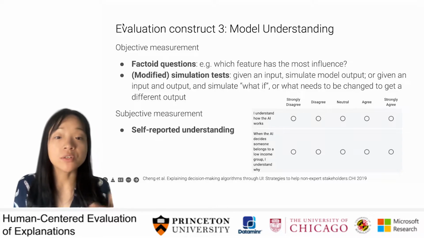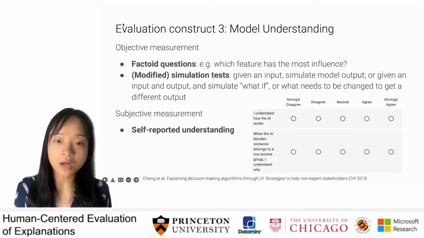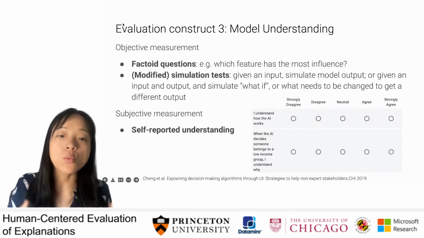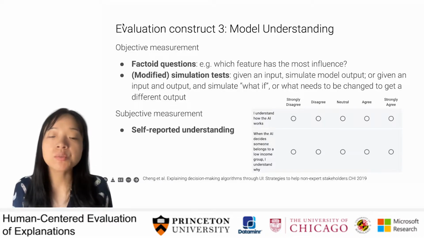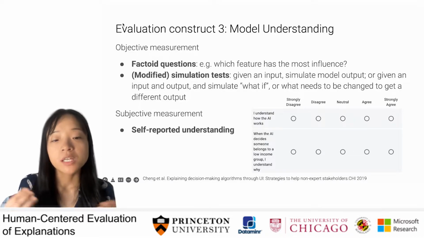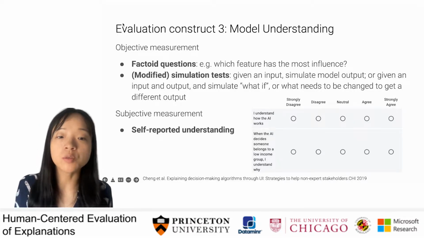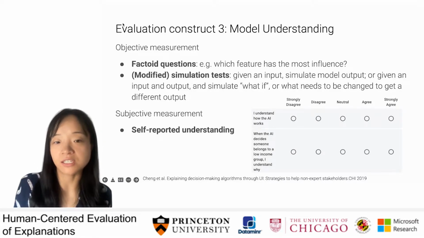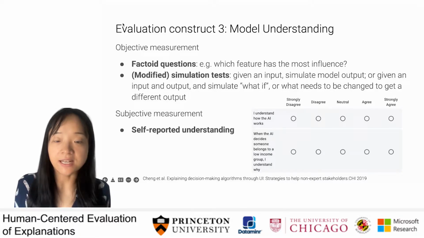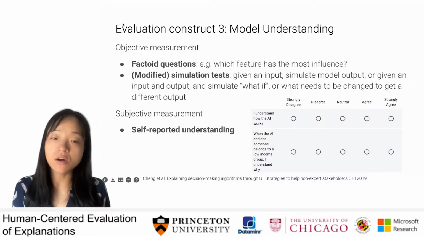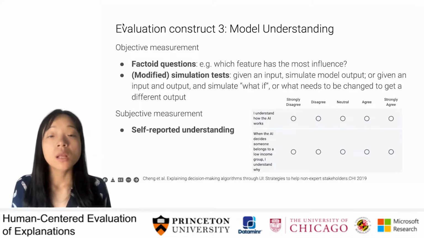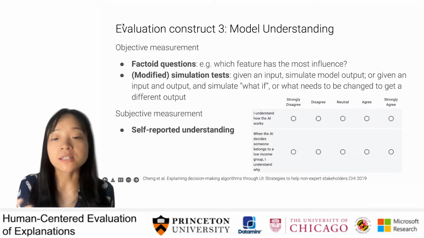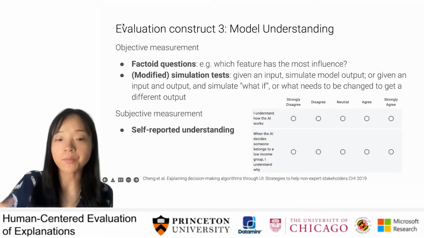For example, you can give a new input and ask people to simulate the model output, or give an input and output and simulate counterfactual cases, asking what if some feature changes, or what needs to be changed to get a different output. If the explanation did help understand how the model works, they should be able to simulate model decisions on unseen cases effectively. You may find some example tasks designed in this KITE 2019 paper by Cheng et al. I referred to at the bottom. For subjective measurement, it is straightforward to ask people to self-report if they feel they understand how the AI works with the Likert scale.